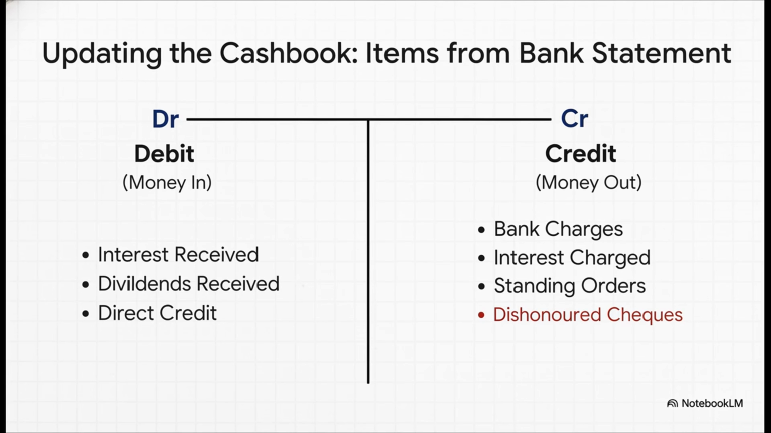Well, these are the things that hit the bank statement before we even know about them. For money going out, that's the credit side of our cash book, we're going to have things like bank charges, interest the bank has charged us, standing orders, and direct debits. And importantly, if a customer's check bounces, what we call a dishonored check, that's also going to be a credit to reverse the money we thought we received. Now for money coming in, the debit side, you'll see things like interest we've earned, dividends paid to us, or direct payments from customers, sometimes called credit transfers.